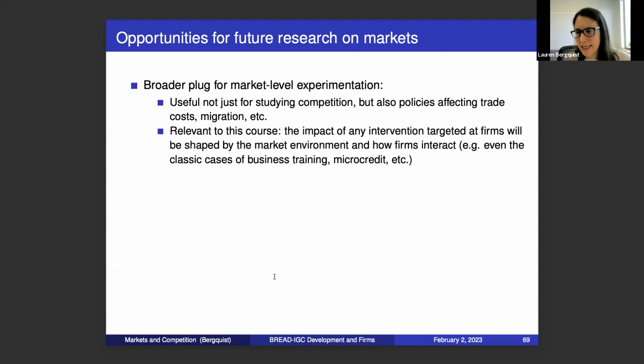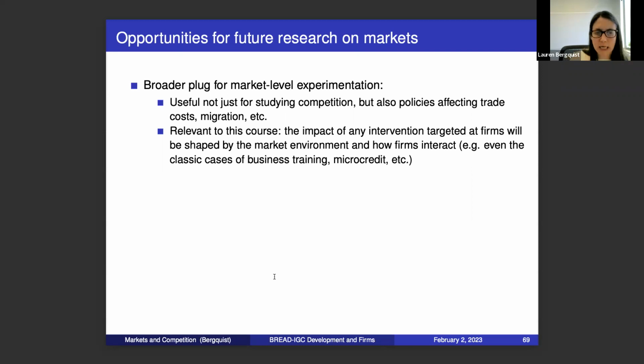I'm going to talk about RCTs, but you could also imagine quasi experiments as well. This market level experimentation is useful not just for measuring effects on competition, but really any outcome that's going to have a market level effect. So trade cost, migration, and relevant to this course, really any intervention you've talked about from the policy perspective, trying to alleviate labor market constraints, capital market constraints, all those interventions. Their impact is going to depend on how firms in the market are interacting.